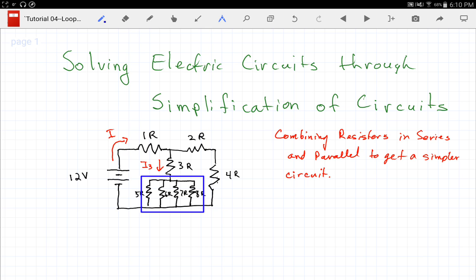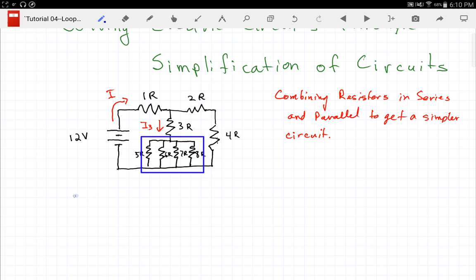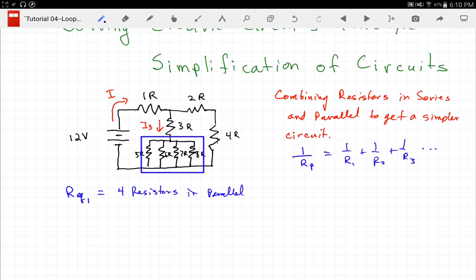So I need to go through this and just define, okay, what can I simplify and go piece by piece. So I'm going to start by doing 2 pieces. I am first going to say R equivalent 1 is the equivalent resistance of the 4 resistors in parallel. And so using our resistors in parallel equation, I'm going to write over here the equation for adding resistors in parallel. 1 over resistance equivalent parallel is equal to 1 over R1 plus 1 over R2 plus 1 over R3, and so on for as many as you have.